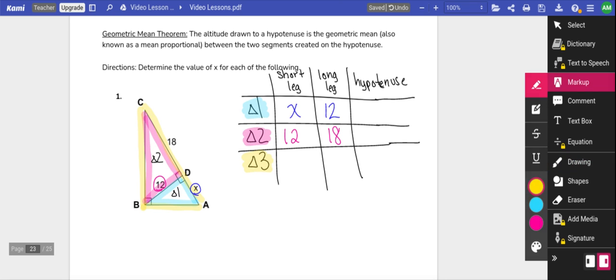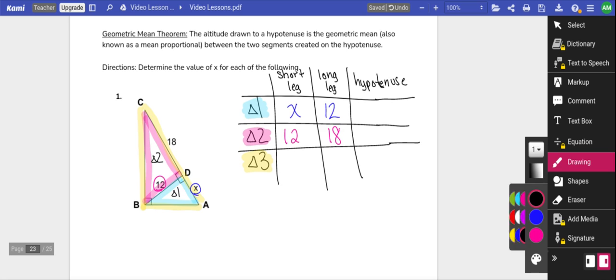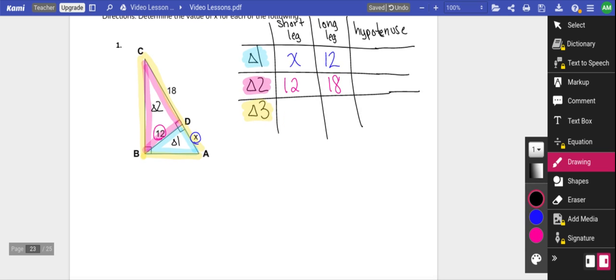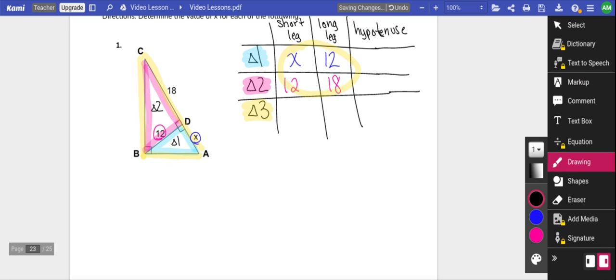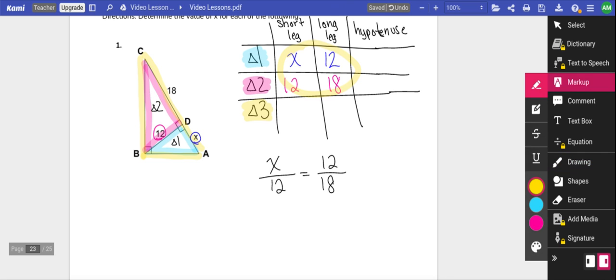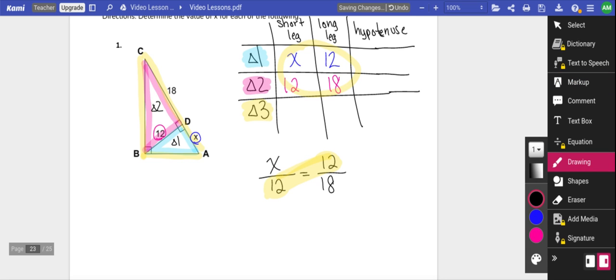So let's look at this table that I just drew. Right here in the table is actually your proportion. Your proportion is x over 12 equal to 12 over 18. You're going to know that your proportion is set up correctly for all of these problems if the two numbers across from each other are the same. So that's a little hint.